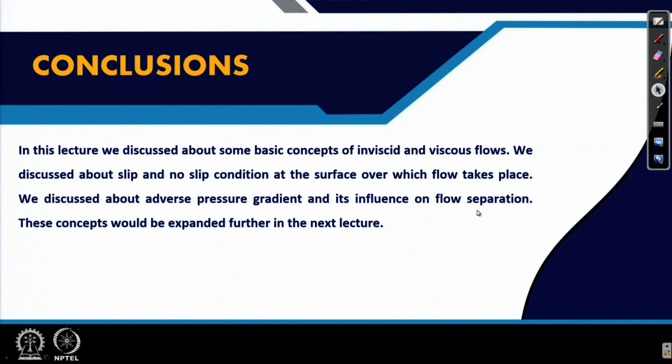We will conclude this lecture by saying that we discussed some basic concepts of inviscid and viscous flows. We discussed the slip and no slip condition at the surface over which the flow takes place. We discussed adverse pressure gradient and its influence on flow separation in viscous flows, and we are going to expand these concepts further in the next lecture. Especially, we will start off by applying the substantial derivative on the different conservation equations. Thank you.